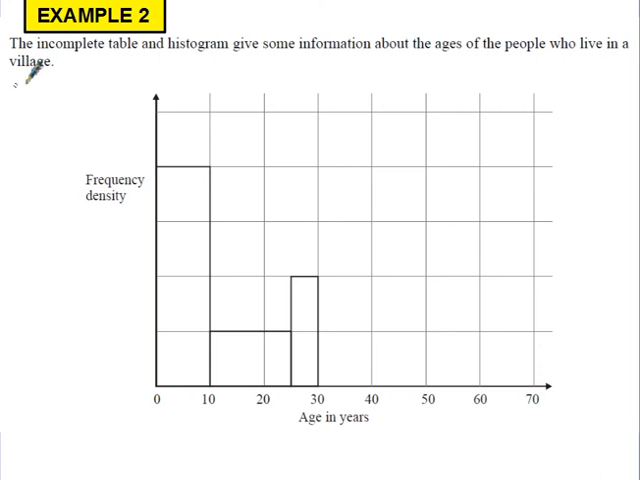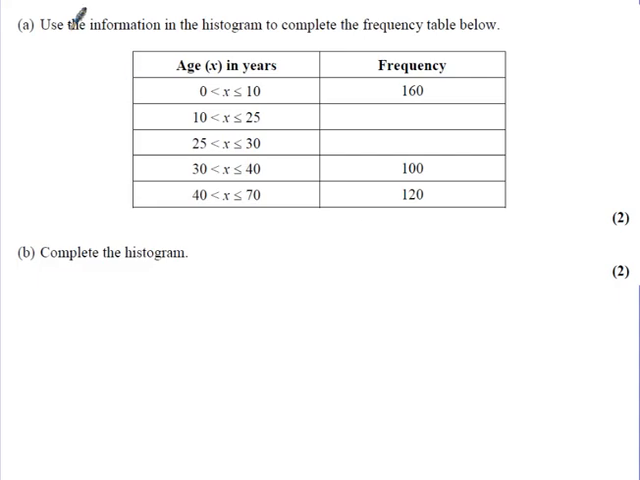So example 2 now. The incomplete table and histogram gives some information about the ages of people who live in the village. So we're given this table, this graph here at the moment. So it's about age in years, frequency density. Notice there's no scale on the side here yet, so we can't actually work out the areas of these. So let's look at the table that goes with this. Use the information in the histogram to complete the frequency table below. Now, you can see there's some gaps there.